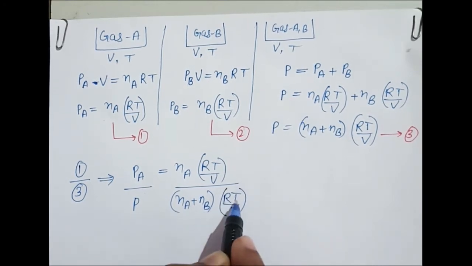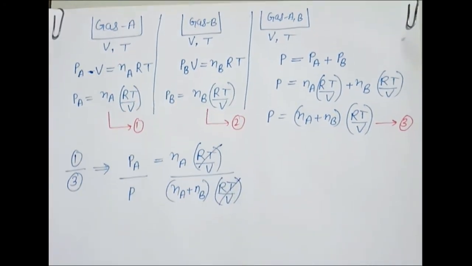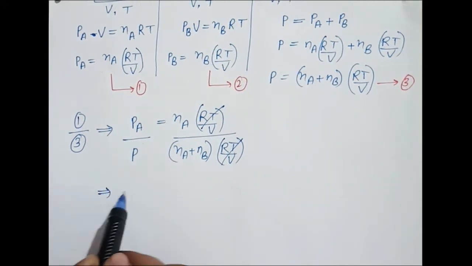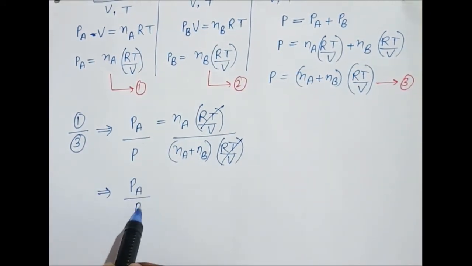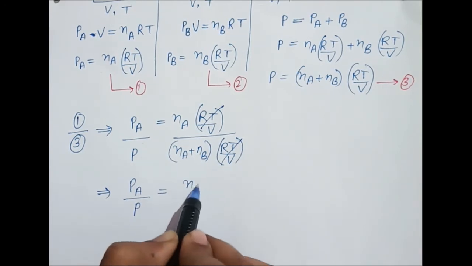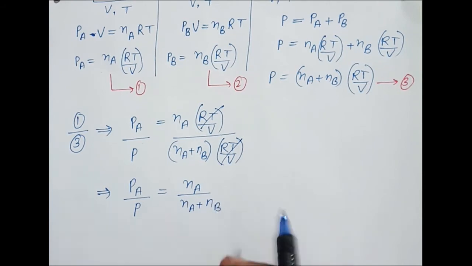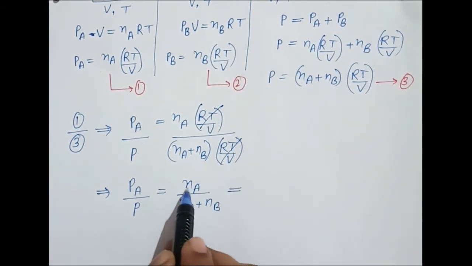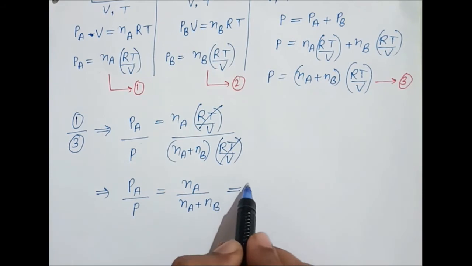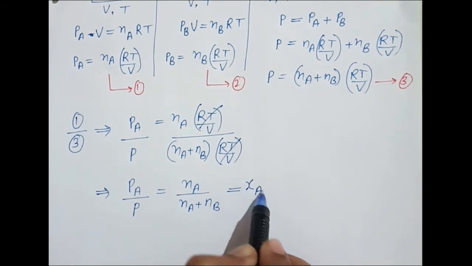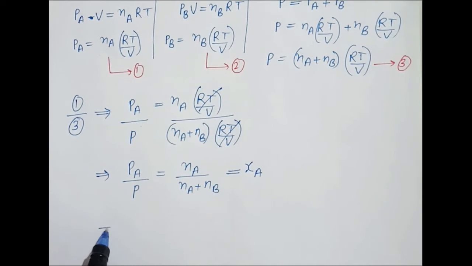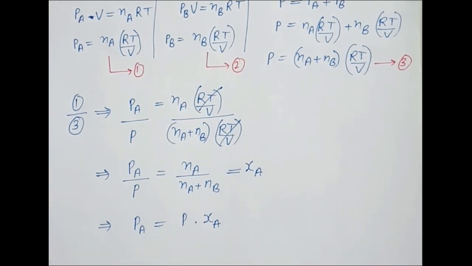So here RT by V gets cancelled. Here what is left? PA over P is equal to NA over NA plus NB, which is equal to number of moles of A upon total number of moles, which is mole fraction of A. That is mole fraction of A. So implies PA is equal to P into mole fraction of A. This is the final statement.